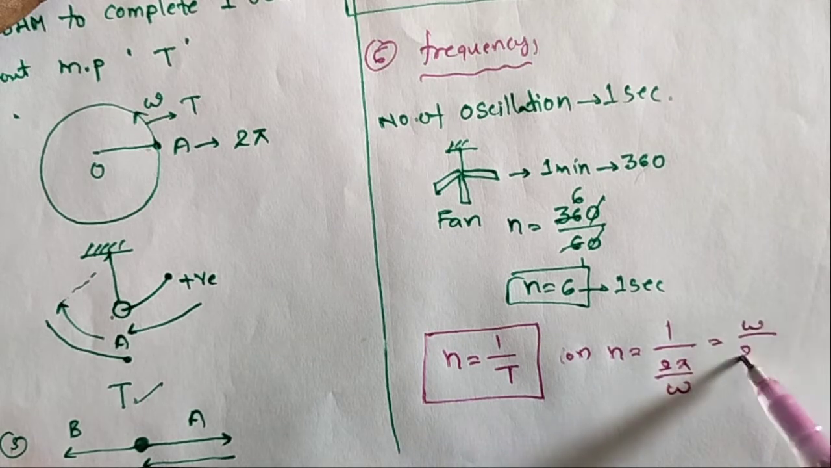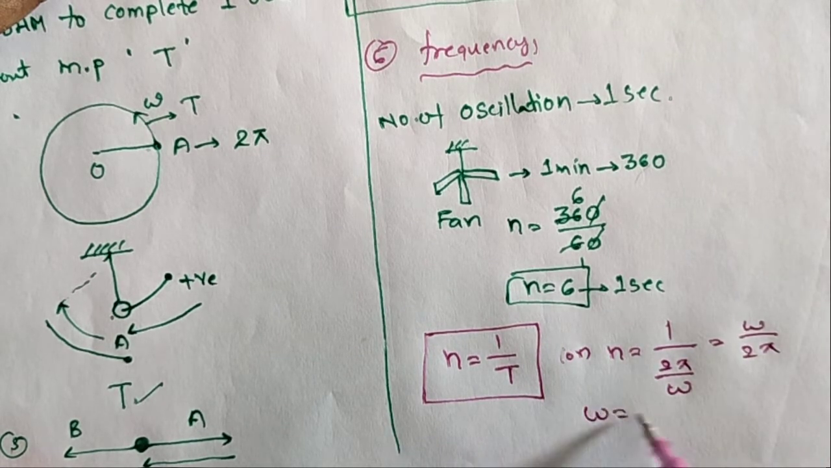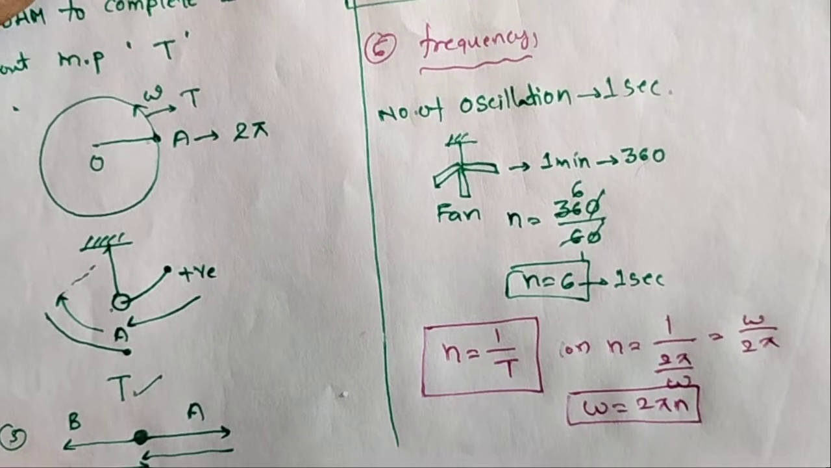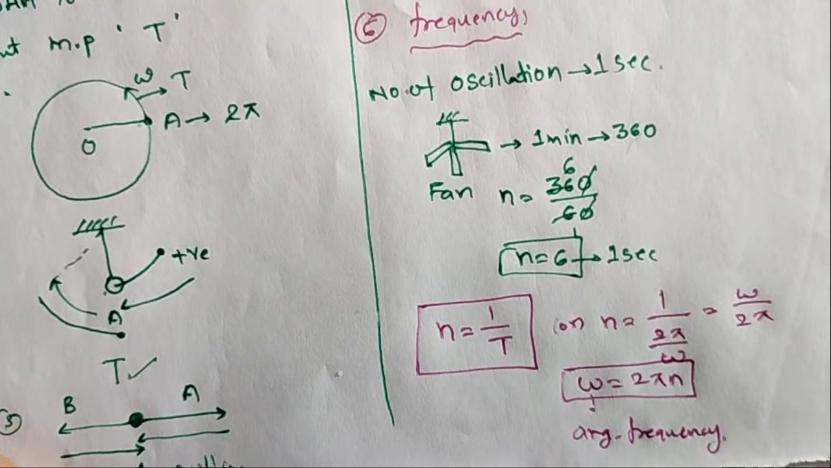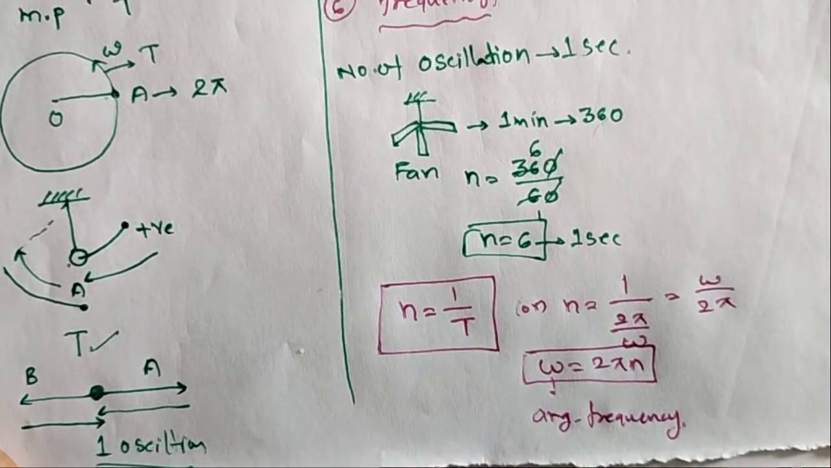So omega by 2 pi, omega is equal to 2 pi n. Sometimes omega is used as the angular frequency. What is the formula of the angular frequency? Omega is equal to 2 pi into n.